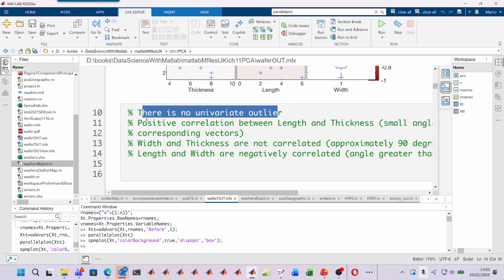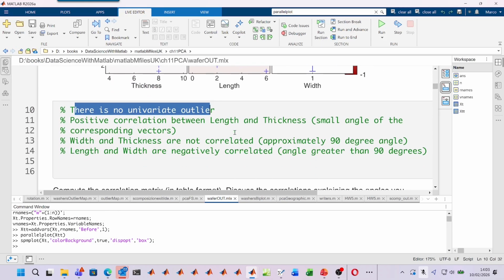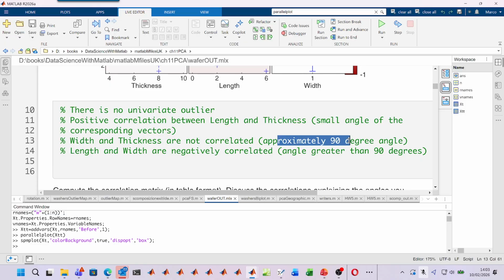So here you had to comment in terms of the angle. If two variables are not correlated, their angle is 90 degrees. If two variables have a strong negative correlation, the angle between the vectors is close to 180 degrees. If the variables are very strongly positively correlated, the angle is very small.